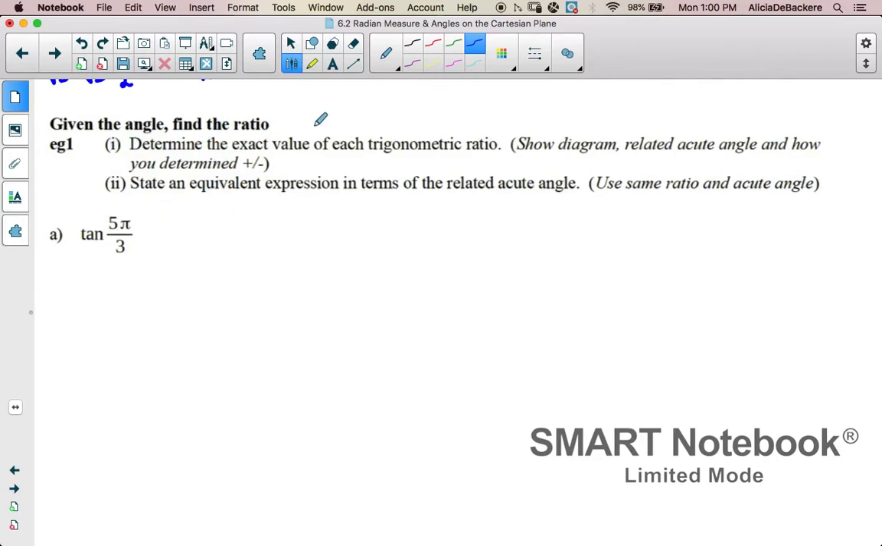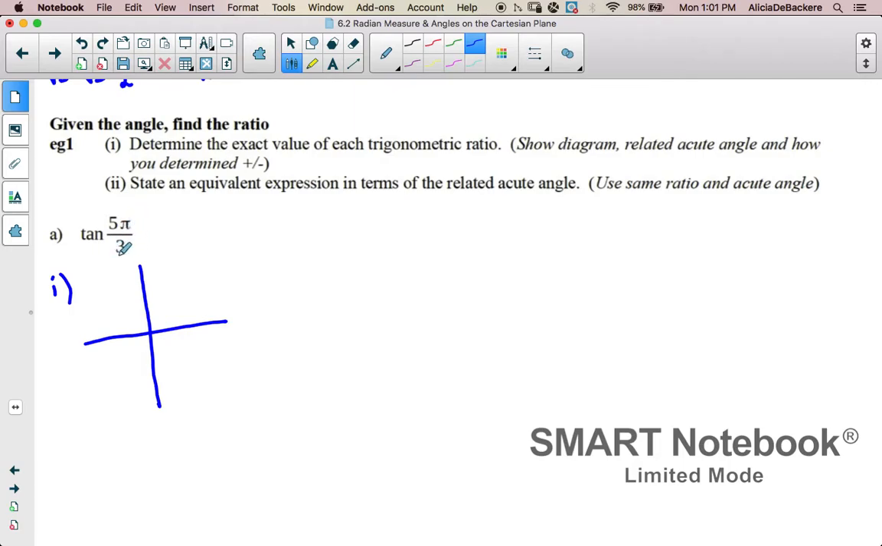So the first thing I'm going to do with this question where they ask me to find the exact value of each trig ratio, I'm always going to start by drawing a diagram. And you're going to find that this is usually your first step in almost every question. Just start by drawing a picture. So I'm going to draw my 4 quadrants, and then I'm going to try and figure out where is 5 pi by 3 because I want to draw a picture of this.